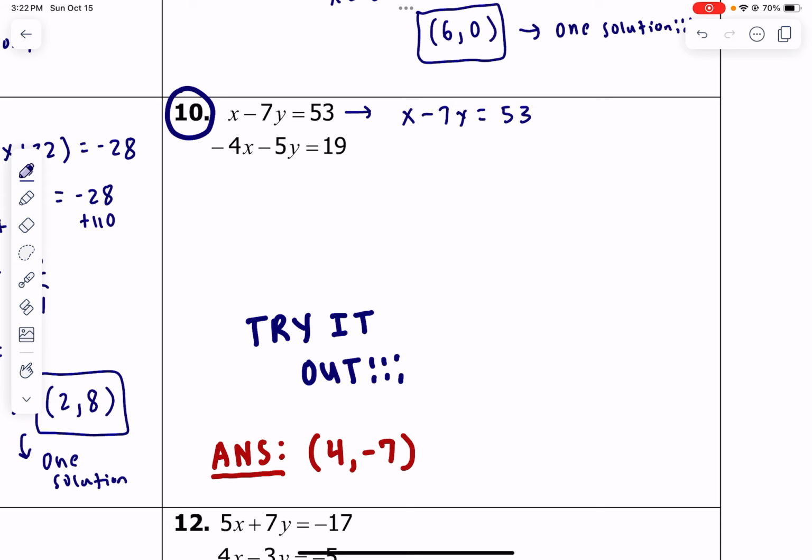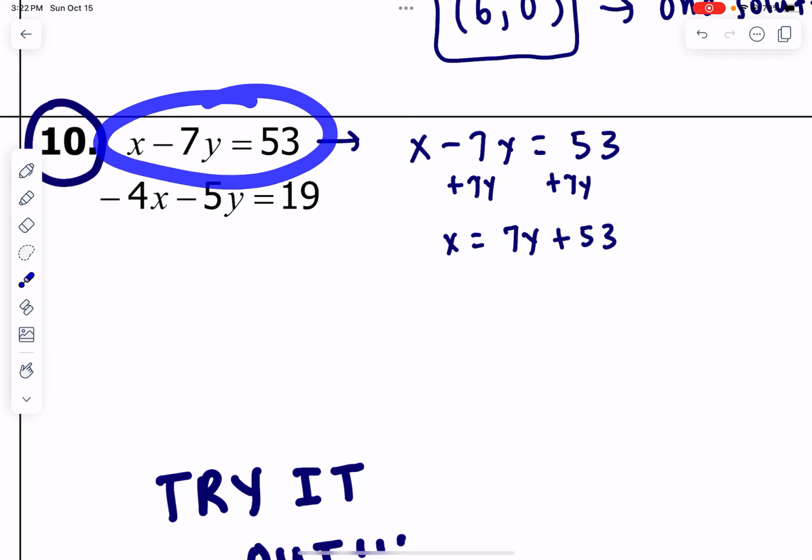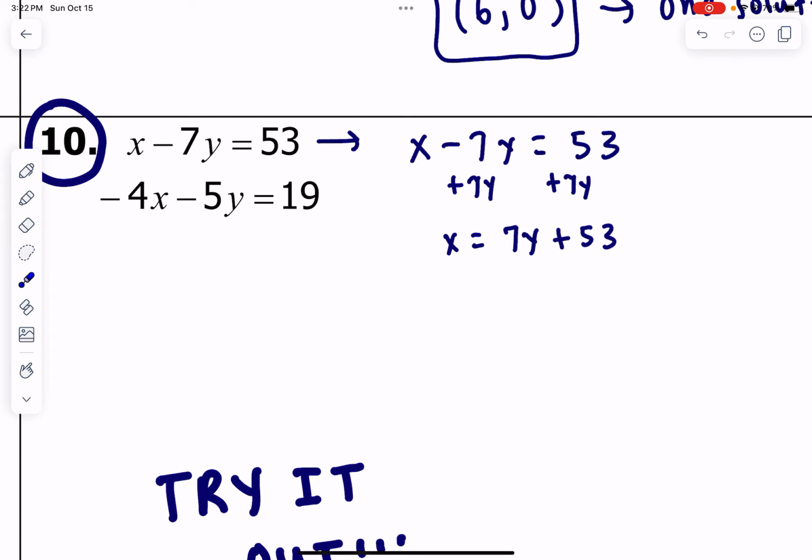Instead of solving for y, which would be a little bit more complicated in this situation, but doable, you can also solve for x. So here you would just add the 7y on both sides. You get that x is equal to 7y plus 53 for this first equation. So x equals 7y plus 53. And then what you could do is substitute this equation for x into the second equation in for x.